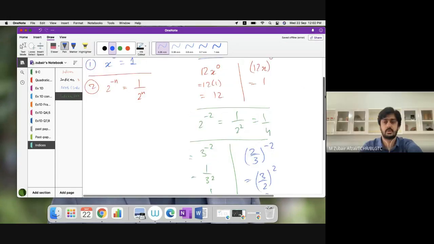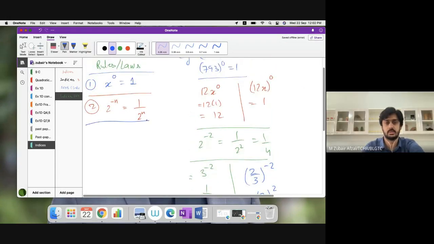Okay. Third rule is this. If we have a number and the power is a fraction, suppose p divided by q, so what we can do is we'll write this root, and whatever is in the denominator comes outside as the root, and p stays there. I'll explain this.